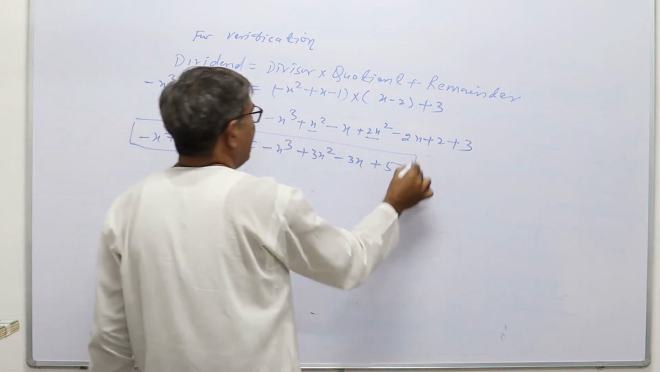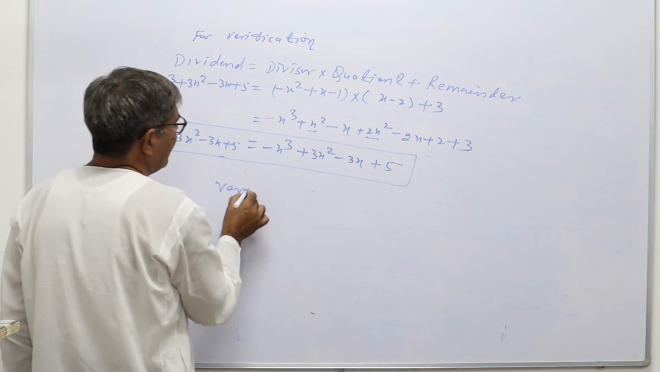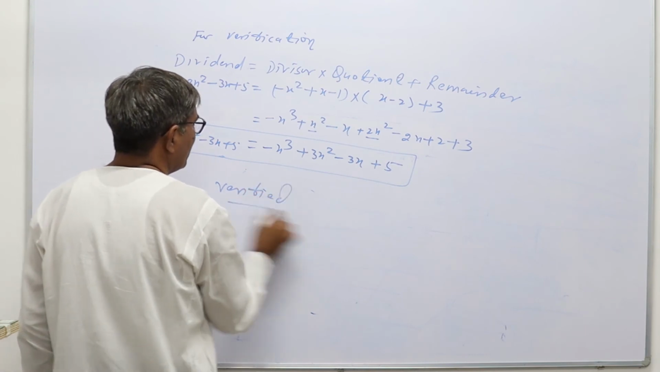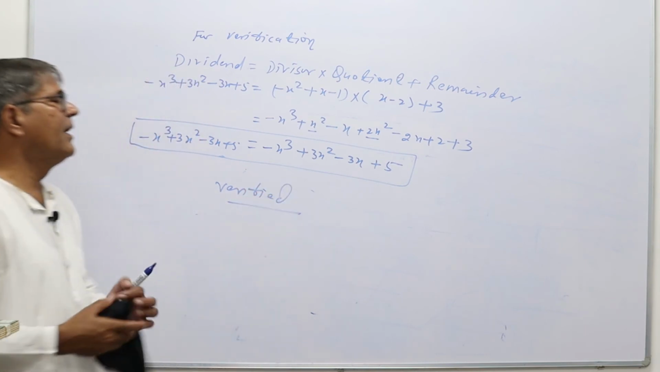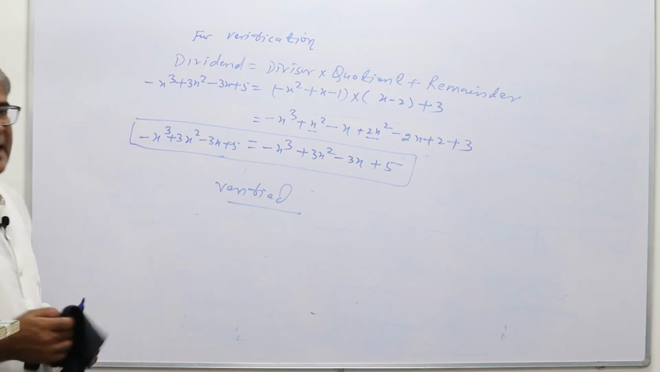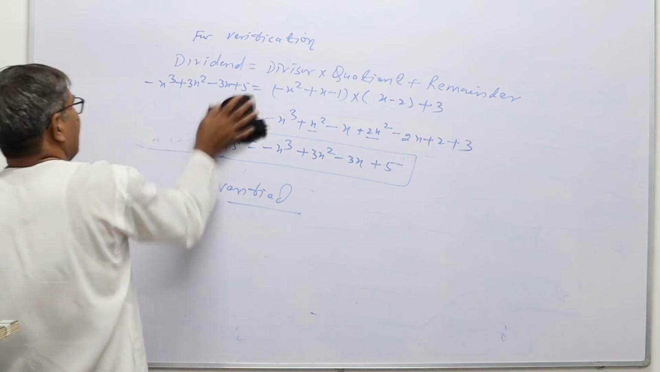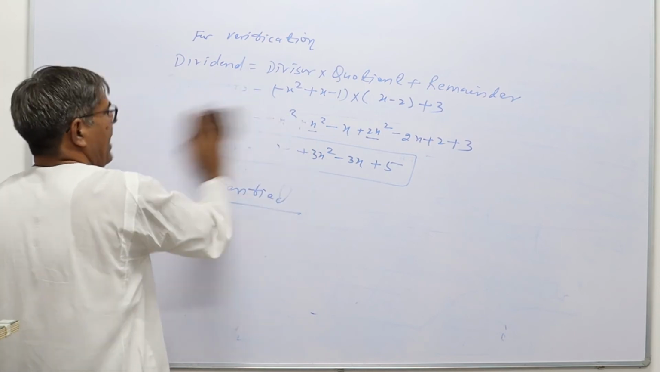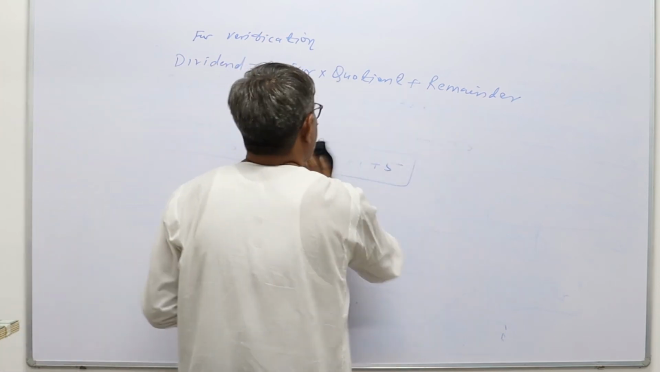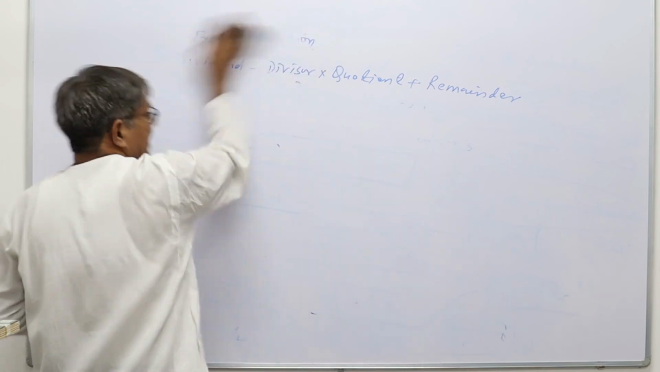So the relation is verified. So in this way we will divide one given polynomial by another one, and we will verify the result using the formula dividend is equal to divisor into quotient plus remainder.